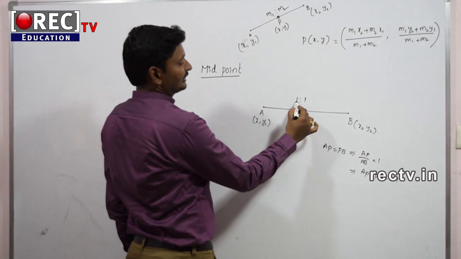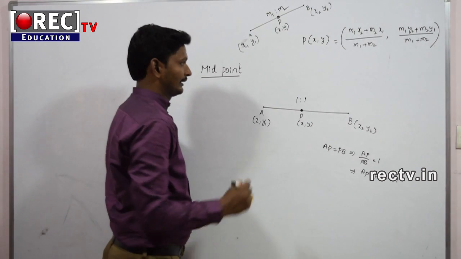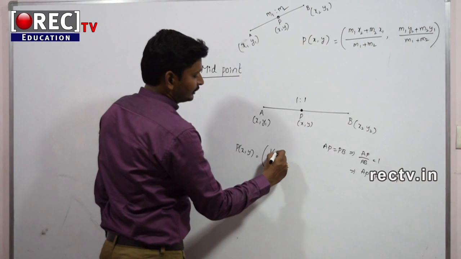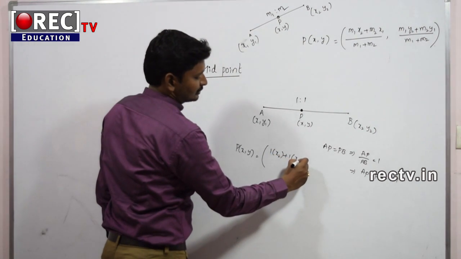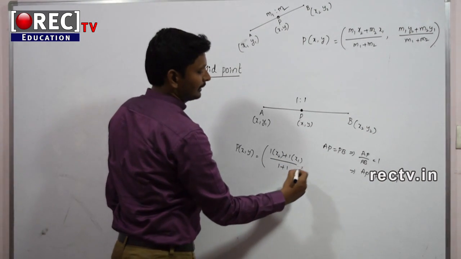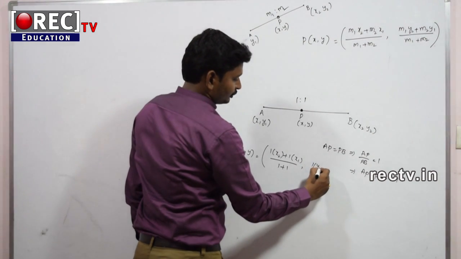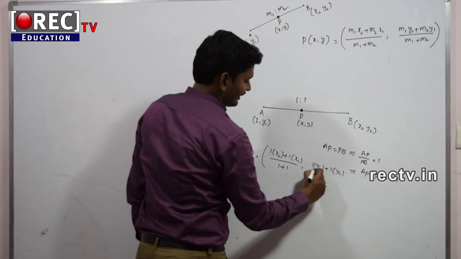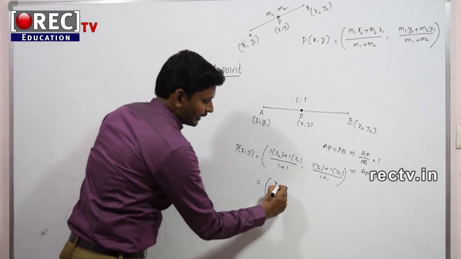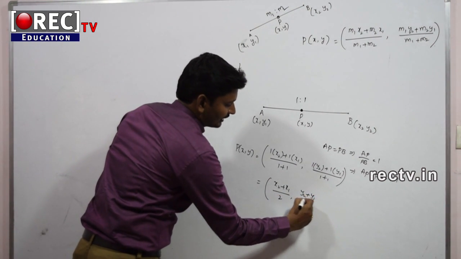Now I am substituting this 1 is to 1 in this formula. That means M1 is equal to 1 and M2 is equal to 1. Now the midpoint P(x, y) is equal to, here, 1 into x2 plus 1 into x1 divided by 1 plus 1, comma, 1 into y2 plus 1 into y1 divided by 1 plus 1. So that is equal to x2 plus x1 divided by 2, comma, y2 plus y1 divided by 2.